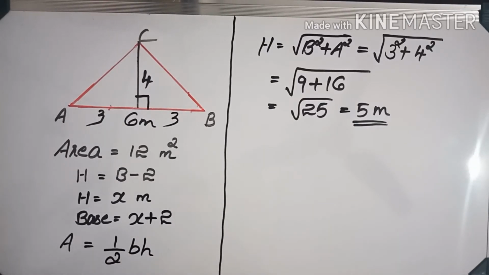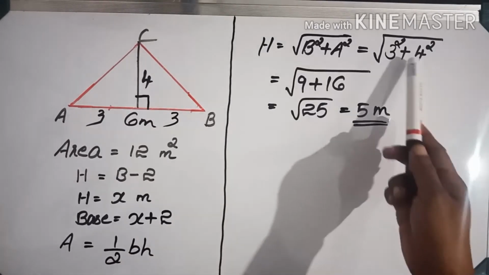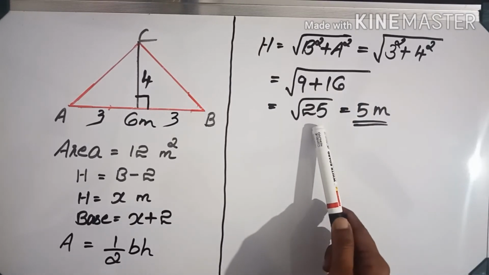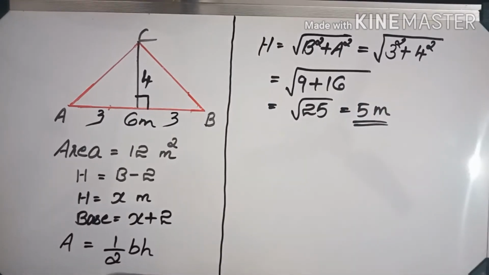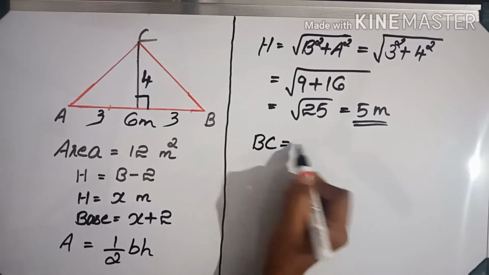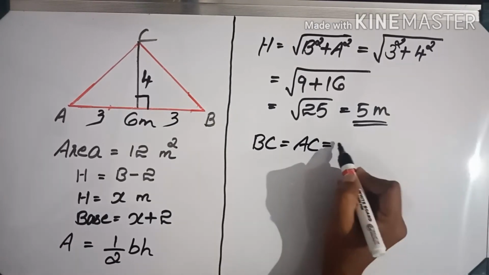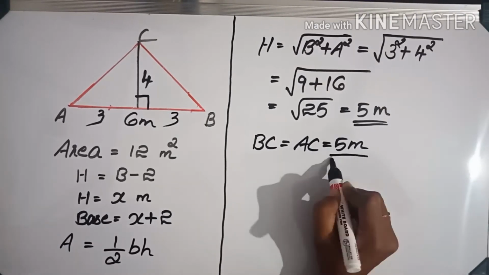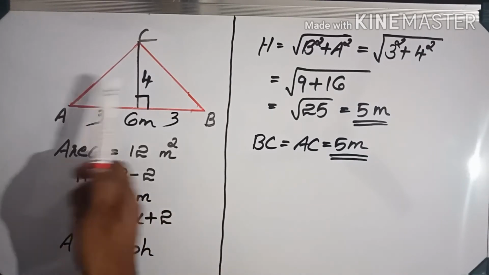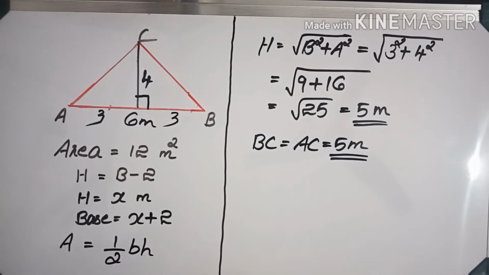By applying the values we got like this, that is 3 square is 9, 4 square is 16. 16 plus 9, 25. So root 25 is 5 meter. So hypotenuse is 5 meter. Hypotenuse is what? BC. BC equal to AC equal to 5 meter. This is the two sides, that is two equal sides of this isosceles triangle.